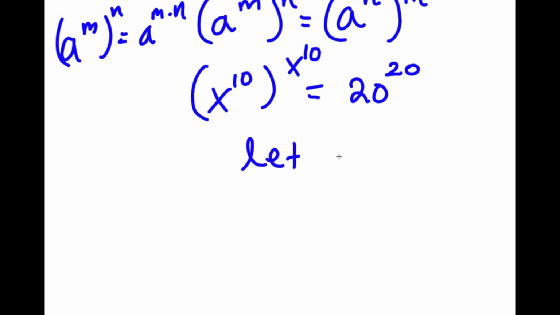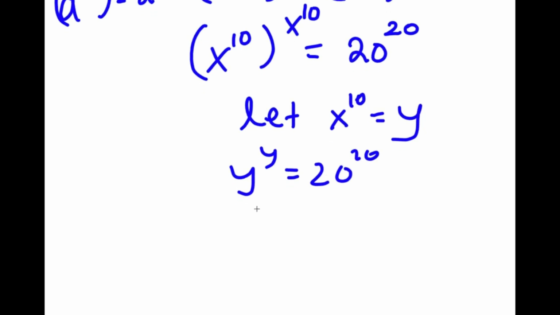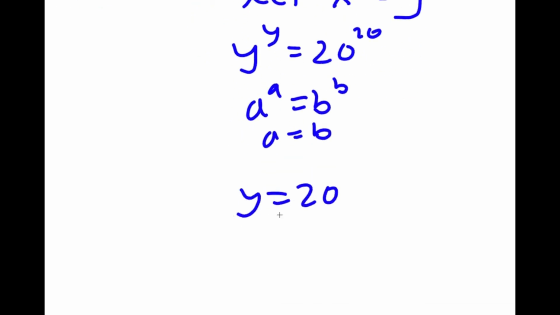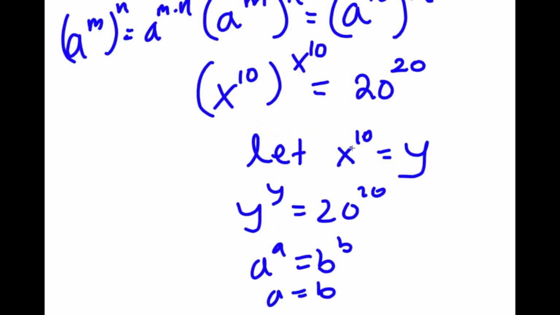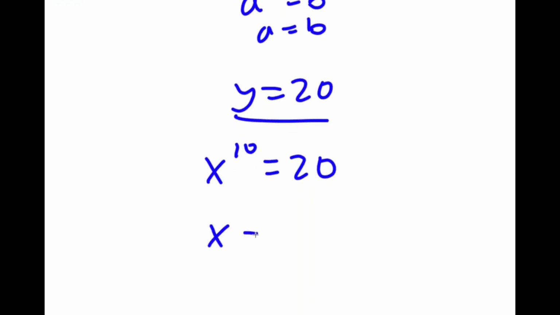Now, I'm going to let x to the power of 10 equal to the variable y. So now I have y to the power of y is equal to 20 to the power of 20. And a to the power of a equals b to the power of b. This means that a equals b. So y is equal to 20. Now remember how we let x to the power of 10 equal to y, meaning x to the power of 10 is equal to 20, and x is equal to the 10th root of 20.